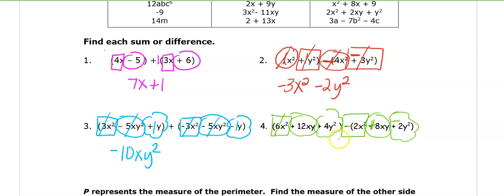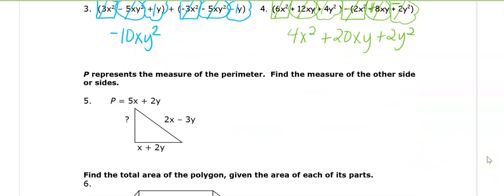That is a -2x squared. 6 minus 2 is 4x squared. Then I have 12 plus 8 is 20xy. Notice we're not really worried about the variables. Then I have 4 minus 2, because remember it went to a minus, is 2y squared. So these were just combining like terms. That's all we're doing. You just have to be careful of those parentheses.